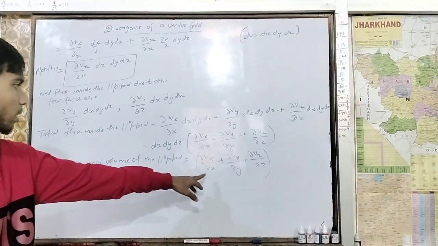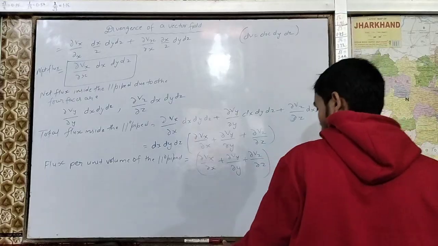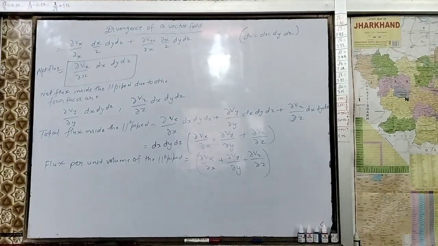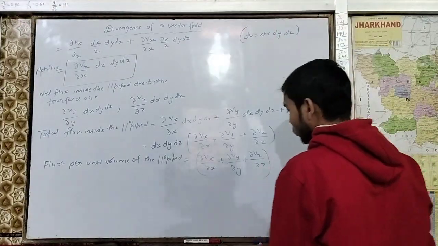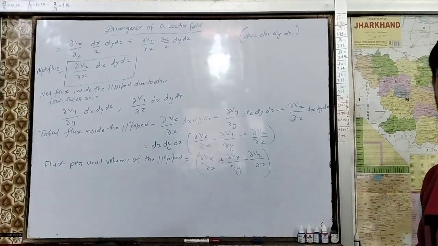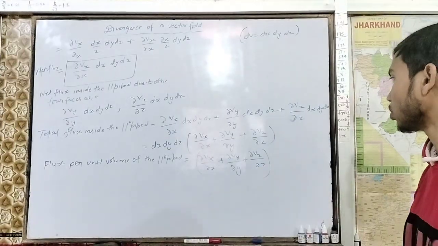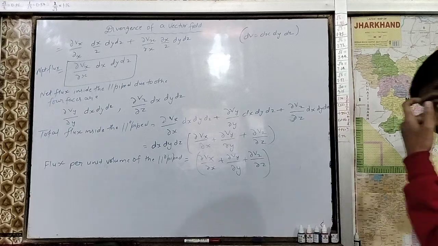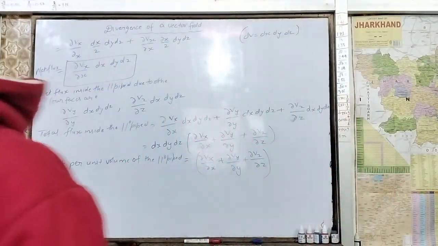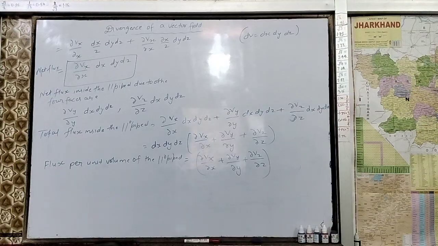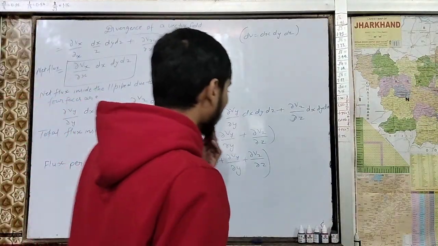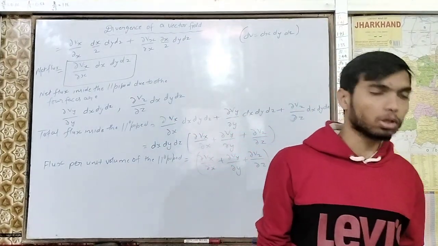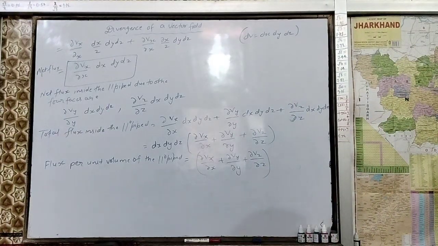So flux per unit volume. Remember, this is per unit volume: the change in velocity of the fluid along the x component with respect to x, plus the change in velocity along the y component with respect to y, plus the change in velocity along the z component with respect to z. This gives us the flux, meaning the amount of fluid per unit volume of the parallelepiped.